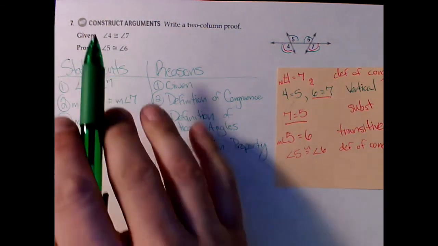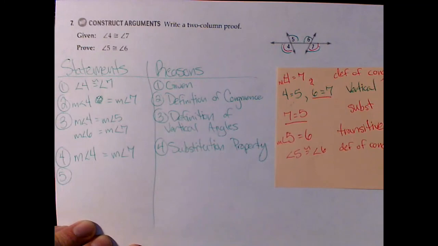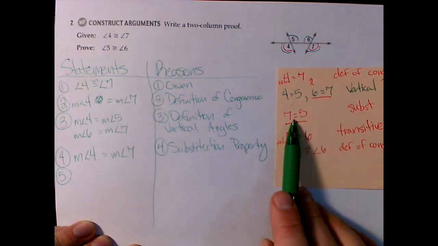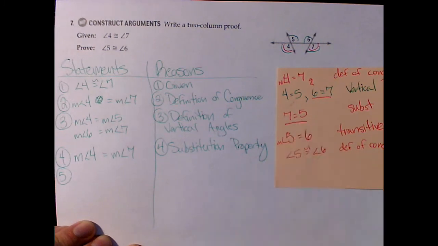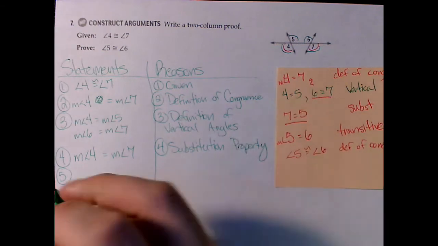My goal is to get 5 equal to 6. What did I do wrong here? What was I supposed to write out? I was supposed to say 7 equals 5, and I wrote out 4 equals 7. I wrote out the original.